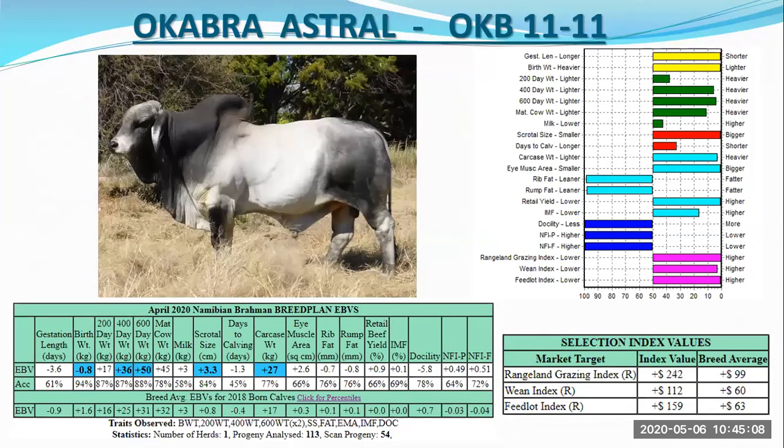Next slide, please. That is Astral. He's a trait leader also for 5 traits here. Net feed intake, not so good. We have to attend to that. But he's a curve bender bull. He's a trait leader for birth, and he's a trait leader for growth. So he's a curve bender bull for birth and growth, and has very good selection indices.